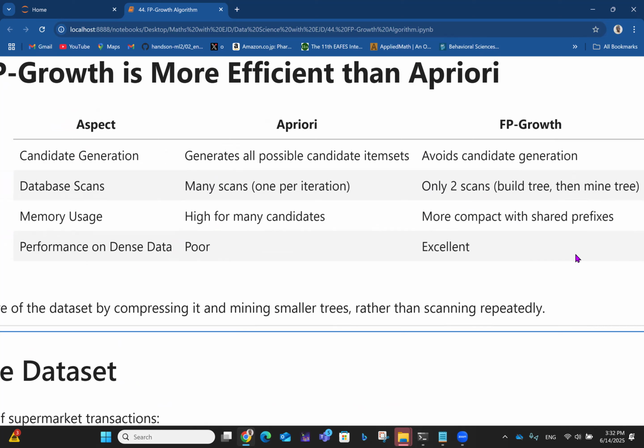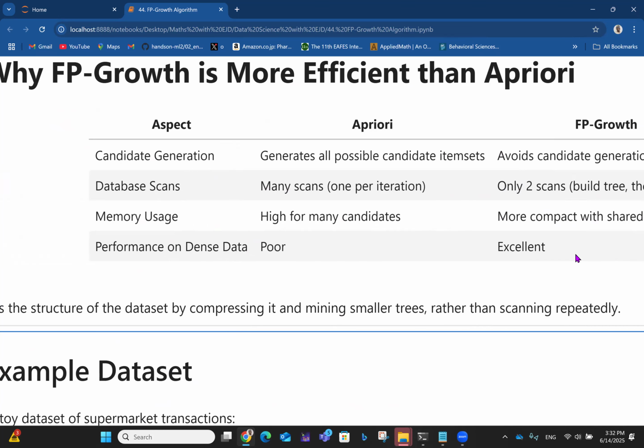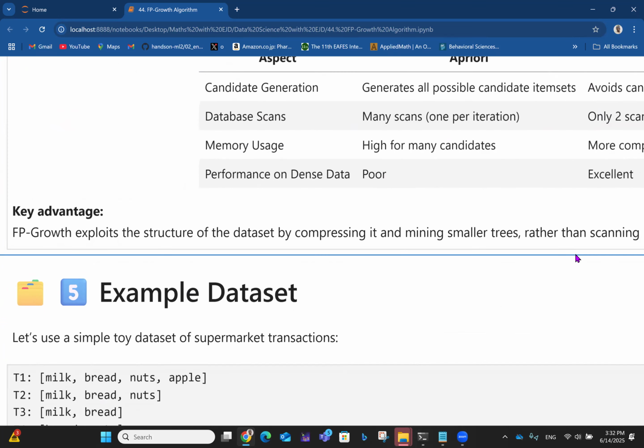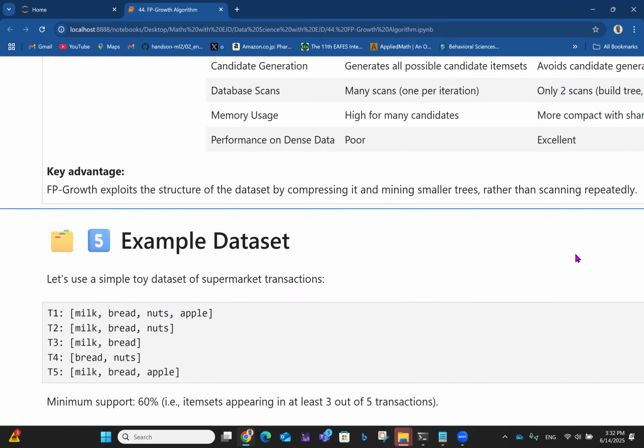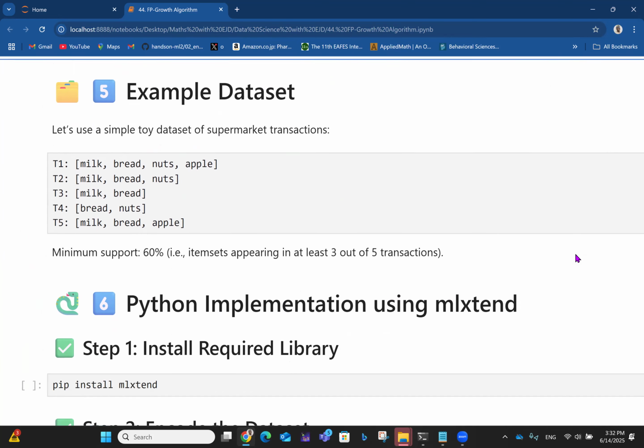Then you have performance on dense data. Apriori is poor on dense data, while FP-growth is excellent on dense data. Okay, so the key advantage now: frequent pattern growth exploits the structure of the data set by compressing it and mining smaller trees rather than scanning repeatedly, like you have in the Apriori algorithm.